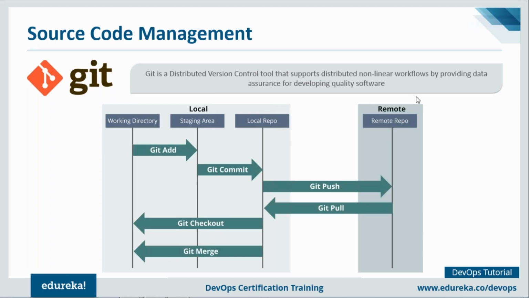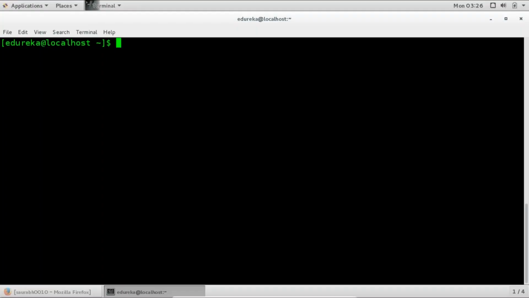Right, let me quickly open my CentOS virtual machine to show you a few basic operations that you can perform with Git. I've told you that I've already installed Git. In order to check the version of Git, you can just type git hyphen version, and you can see that I have 2.7.2 here. Let me go ahead and clear my terminal.